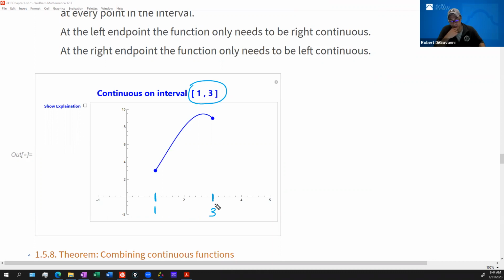What do y'all think? If you go to any point in here and look at your graph, are you going to be continuous at all those points in there? Yes. Okay. What about at 1 though? Let me challenge you. What about at 1? There we go. What about at 1? Are you continuous there?